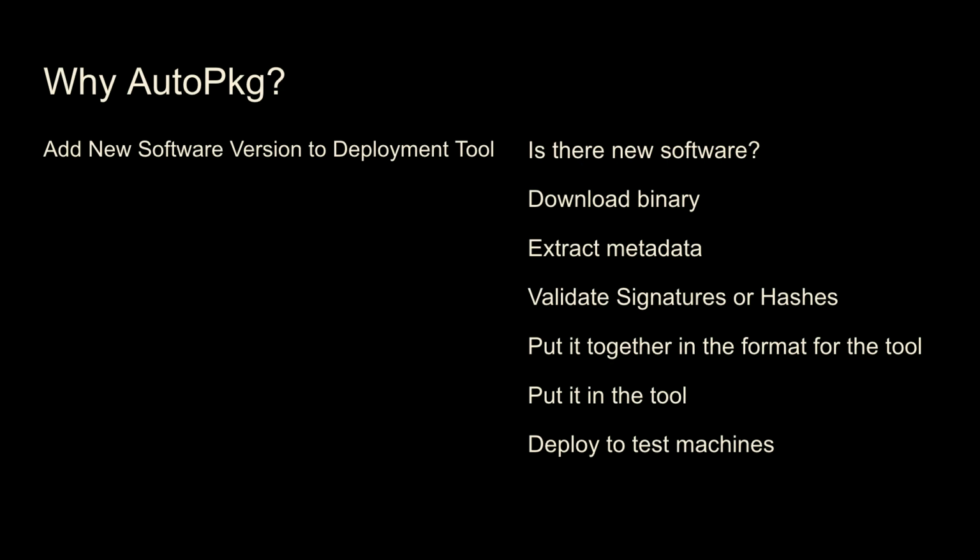So why AutoPkg? Normally when we're talking about AutoPkg, what we're trying to talk about is automating the steps to package and push new software to your devices. There's a whole bunch of different steps here. And honestly, the hardest step, the one AutoPkg makes the easiest, is: is there new software? If you don't have AutoPkg or something similar, how do you know that there's new software available to deploy to your devices when you have 1,000 different software titles that you potentially want to deploy?